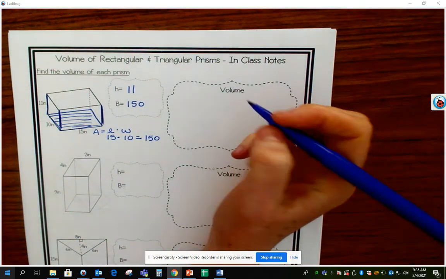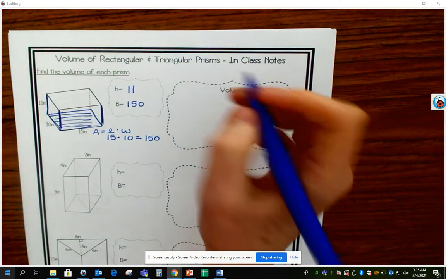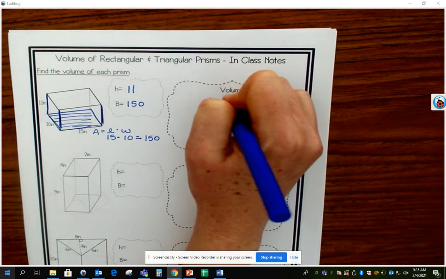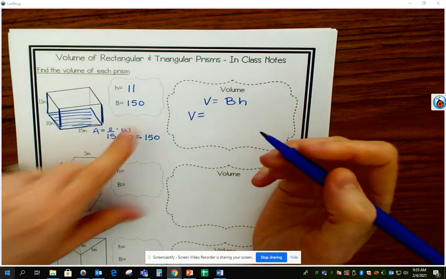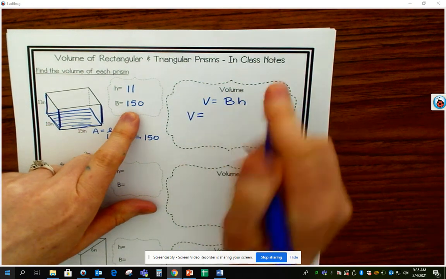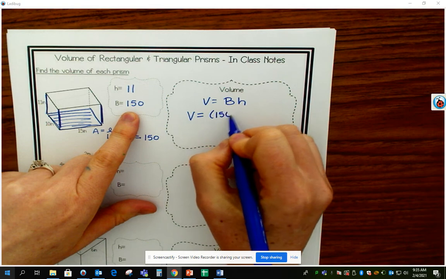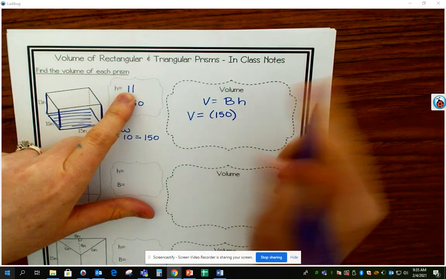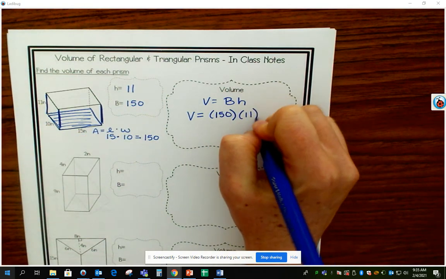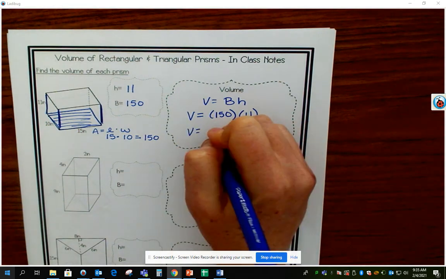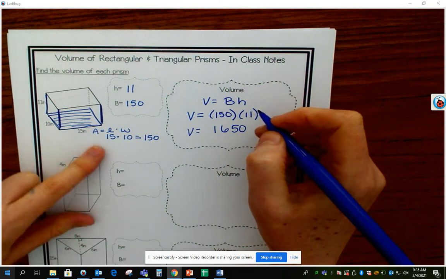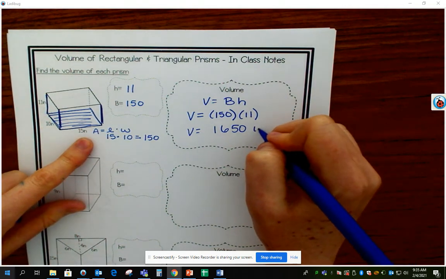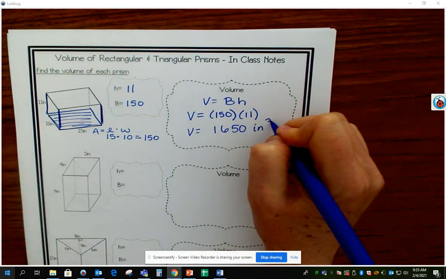Okay, and then remember my formula for volume is area of the base times height. So my volume is going to be area of the base, 150, times height, which we said was 11. And when I multiply those together, I get 1,650. And then it was all given in inches, and we're going to do cubic inches.